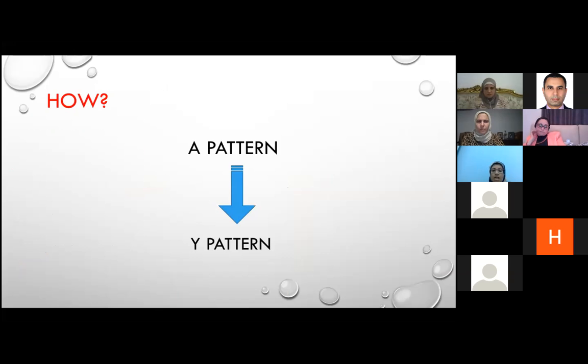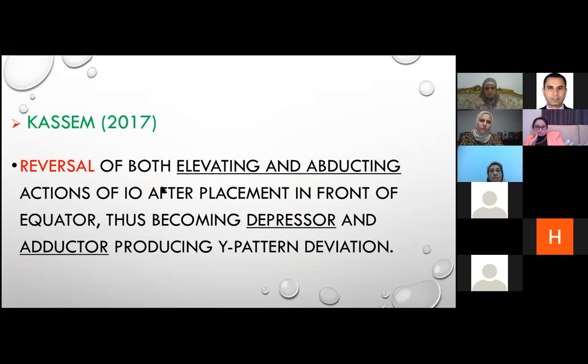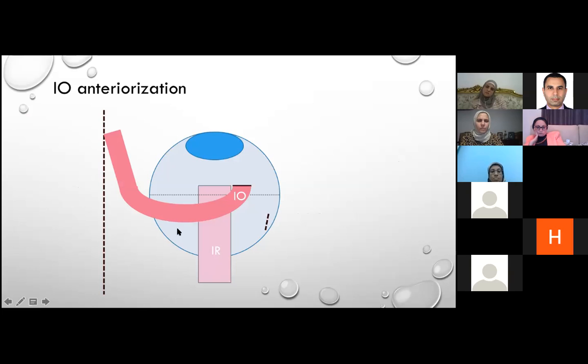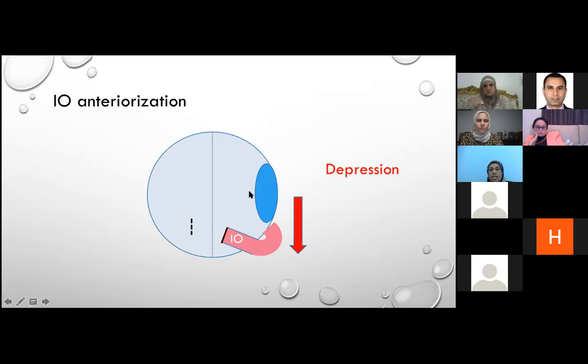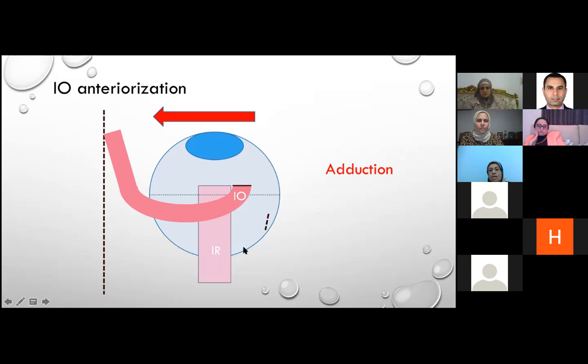So how did the A pattern turn into Y pattern? In 2017, I proposed another explanation for this, which is reversal of both elevating and abducting actions of the inferior oblique after placement in front of the equator, thus becoming a depressor and adductor, producing the Y pattern deviation. On anteriorizing the inferior oblique, now the inferior oblique is in front of the equator, so it will depress the front of the eye, and it will also adduct the front of the eye and not the back of the eye.